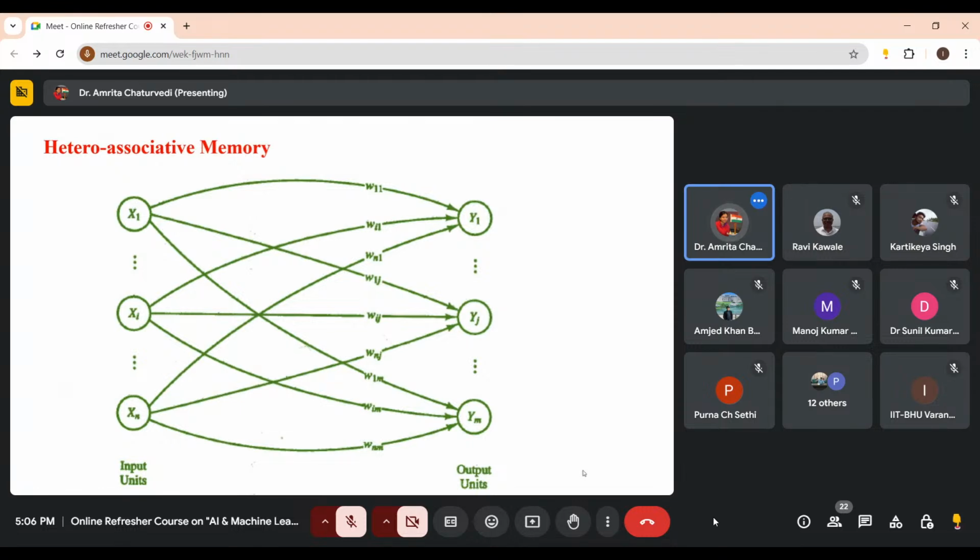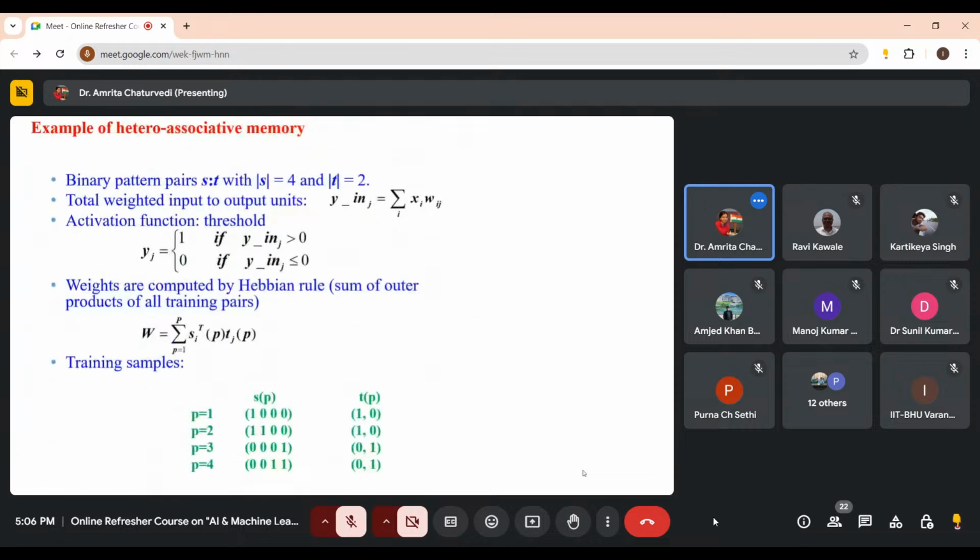So this is the architecture of the heteroassociative memory. You can see we have n neurons in the input layer and m neurons in the output layer, which are interconnected, and this is unidirectional. If you see, the arrows are pointing from x to y only, right? So it is unidirectional feed forward. Let us see an example of heteroassociative memory.